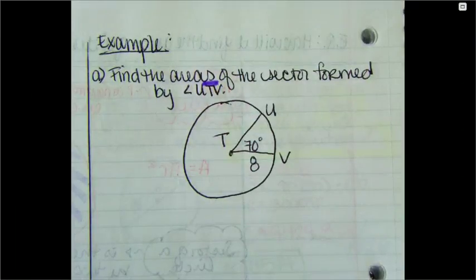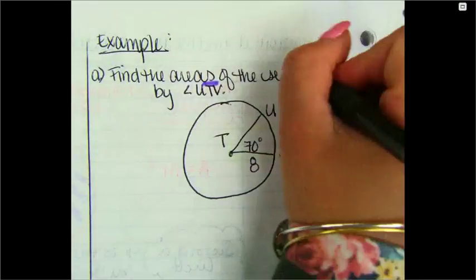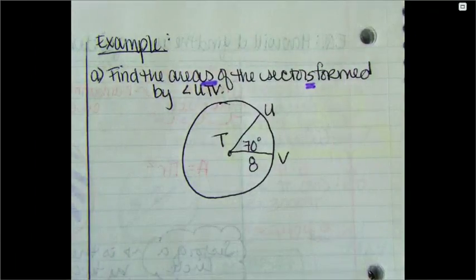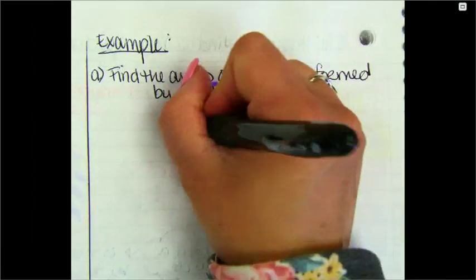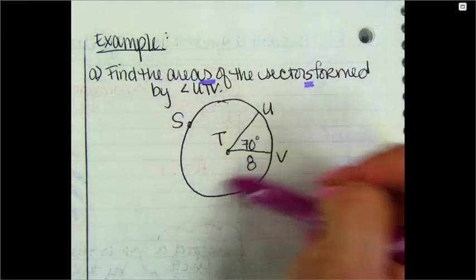Areas of what? Sectors. How many sectors are being formed? 2. Which is one of them? Labeled. Where's one? Angle UTV, but am I talking about the big one or the little one?